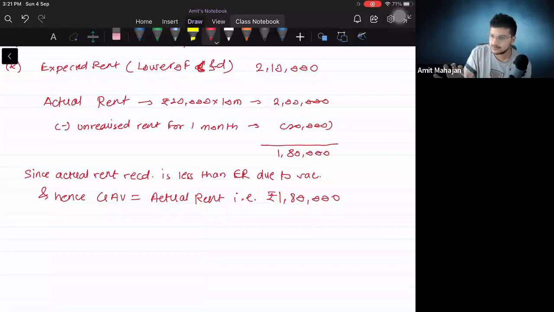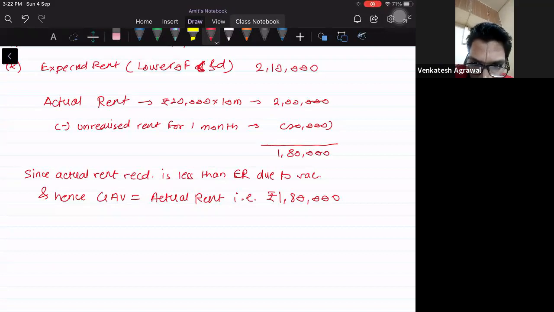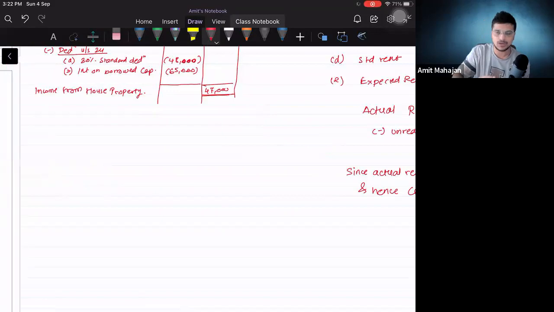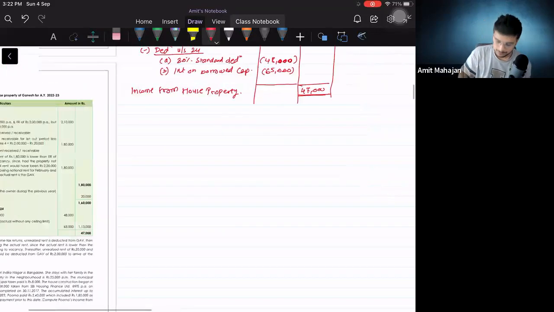There is no problem at all, because usually you don't get that much time to explain each and every provision. But if you write this much in the provision point, it is okay. This much is fine. What I said, as per the provisions of Income Tax Act, if the actual rent is lower than the expected rent due to vacancy, your GAV is equal to actual rent. It is okay if you write this. But don't forget to write the working note, that is very important. Okay.